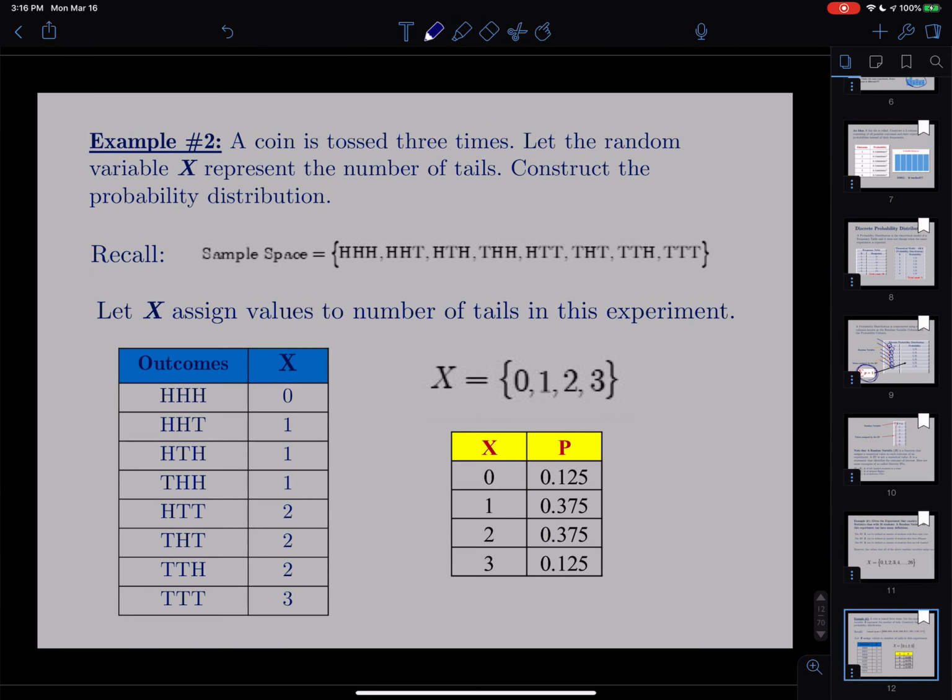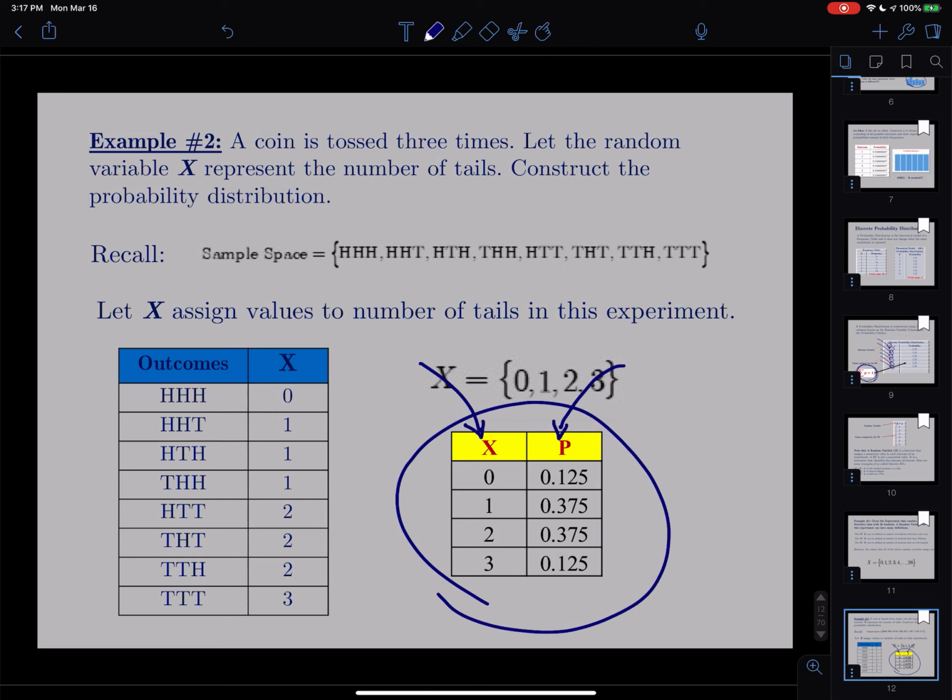Okay, so let's look at this example now. Say a coin is tossed 3 times, and we let the random variable x represent the number of tails. It says construct a probability distribution. Well, we know we have 2 columns for our probability distribution: a column labeled as the random variable and a column labeled P, which stands for probability.